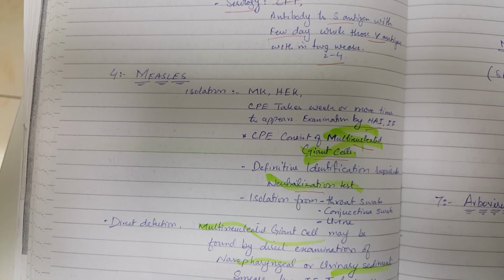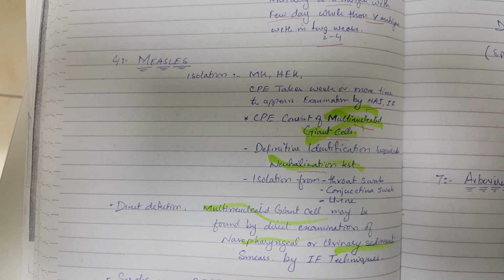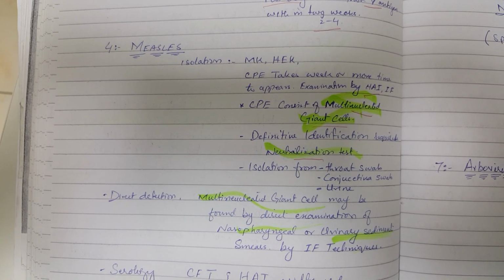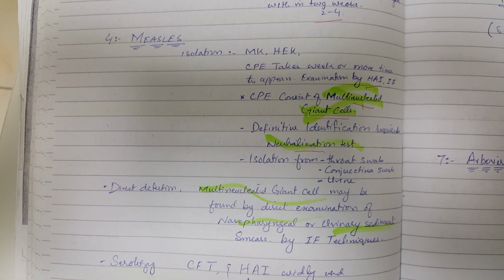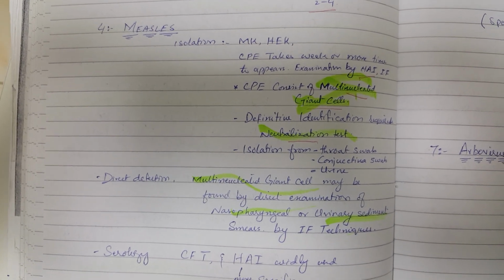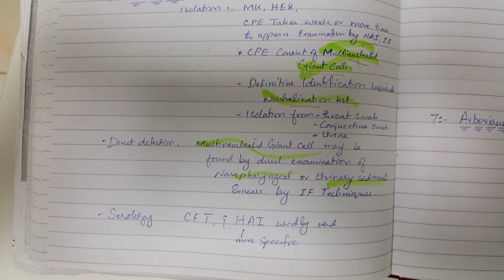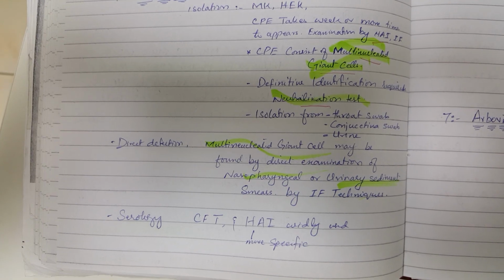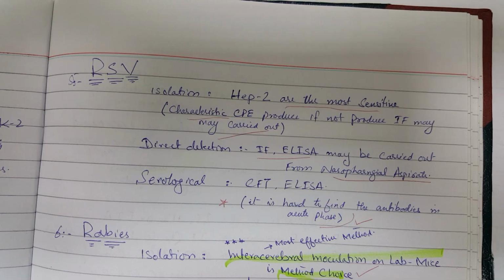Direct detection of multinucleated giant cells may be done by direct examination of nasopharyngeal or urinary sediment smear by the immunofluorescent technique. Serology can be done by CFT and hemadsorption inhibition. Hemadsorption inhibition is widely used and is more specific in case of measles also.